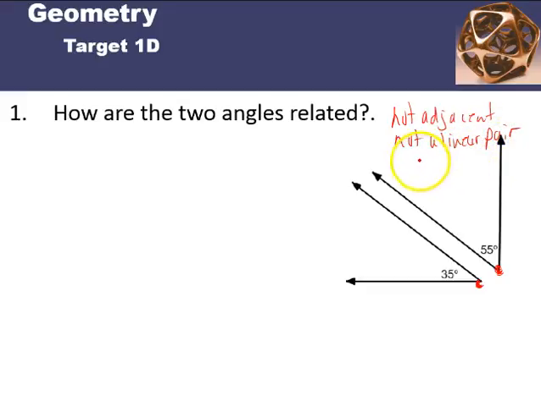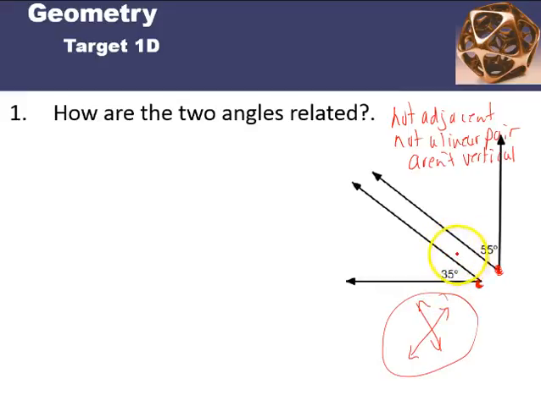Okay, they also aren't vertical angles. Vertical angles look more like an X, so they have two pairs of opposite rays, and so these are what vertical angles look like, and they're not vertical angles. So what's left is complementary and supplementary.